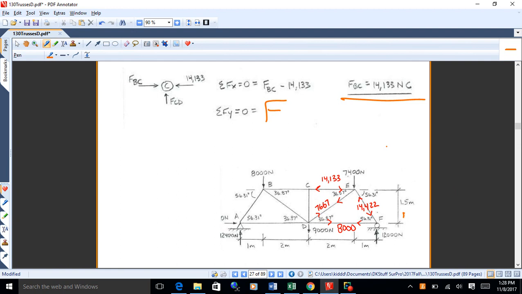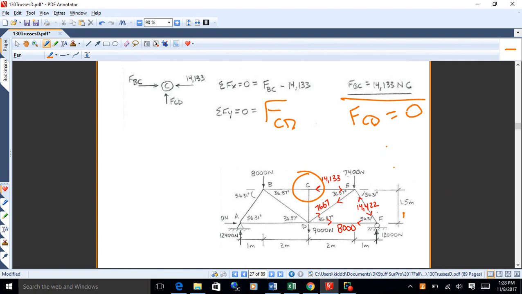9,000? Okay. Now, when you do analysis of a member, you do it with the joints. So what I'm looking at here is joint C. So I just work with that. I just draw that boundary around. And all I cut through there is CD. So what I'm going to get is 0 is equal to FCD.